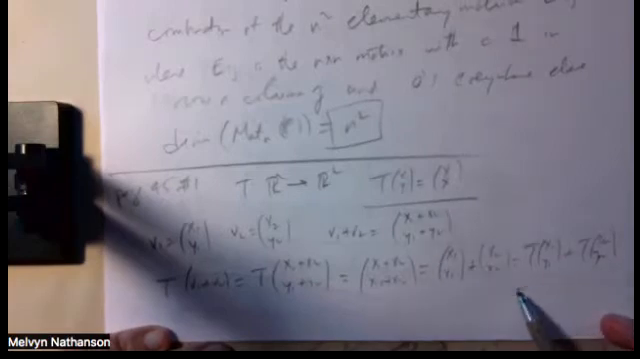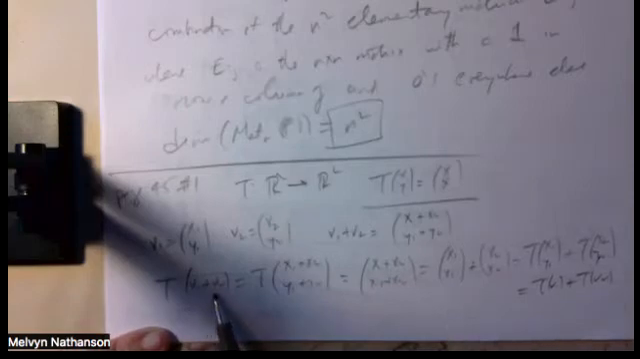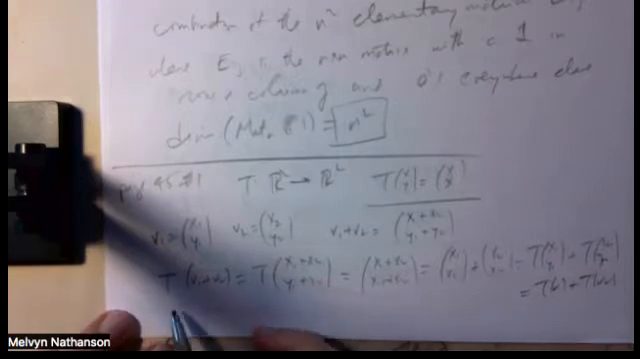That's very funny. So this is T of V1 plus T of V2. So T of V1 plus V2 is T of V1 plus T of V2. That's the first condition that a linear transformation has to satisfy.